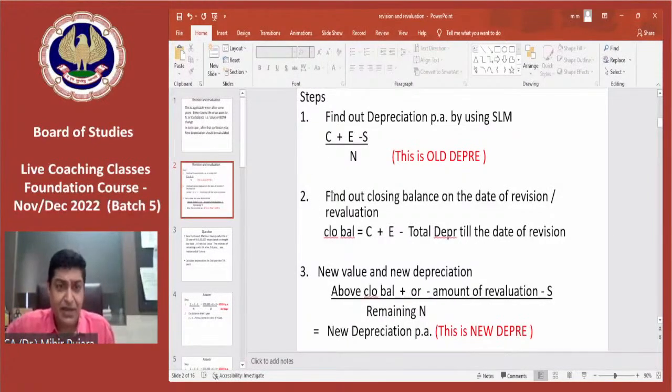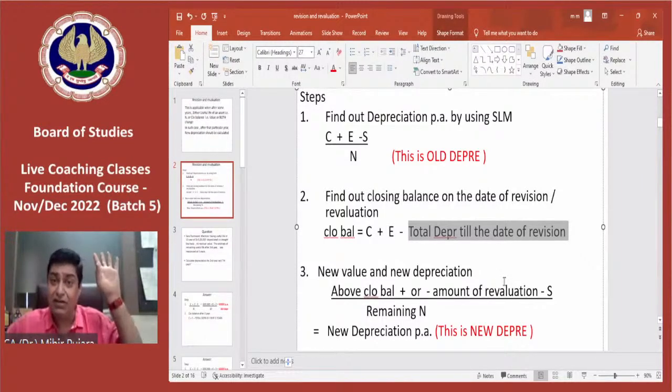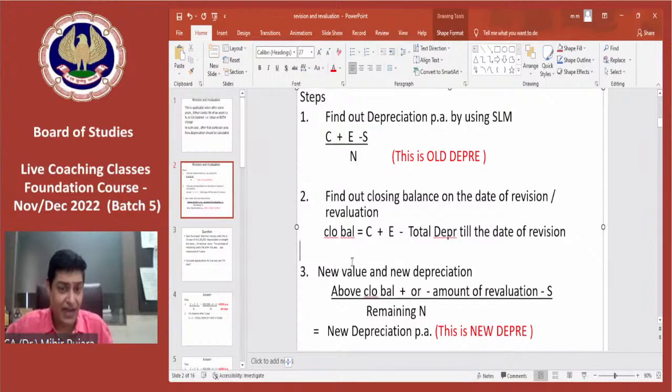Now, second step, find out the closing balance as on the date of revaluation. How will we find the closing balance? C plus E minus total depreciation till the date of revision. And last, what is the new value, or what is the new depreciation?